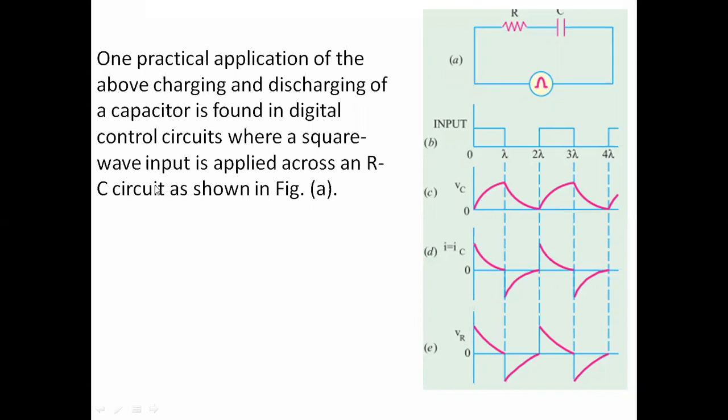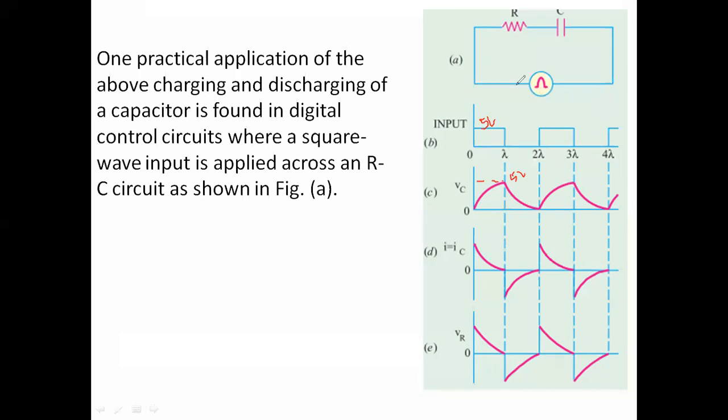We consider, just for example, 5 volts. If the applied input voltage is 5 volts, the capacitor also charges to 5 volts. After lambda to 2 lambda, the input voltage is 0. It means it is disconnected.